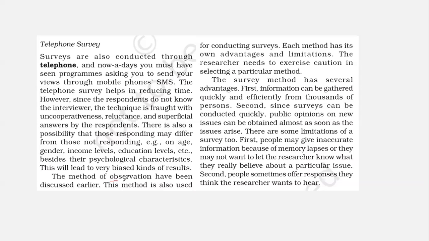There is the third technique, controlled observation. The observation techniques have been discussed earlier, like participant observation and non-participant observation. There are other techniques in observation, like controlled observation. If you can recall from the earlier sessions, you have this observational method for conducting surveys. Each method has its own advantages and limitations. The researchers need to exercise caution in selecting a particular method.